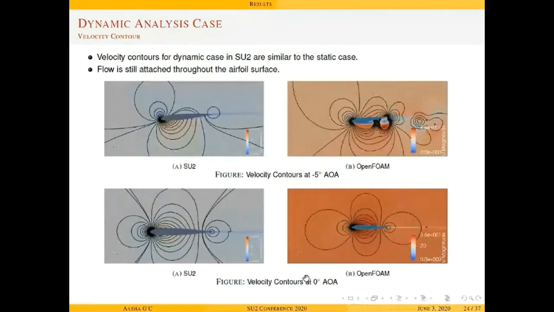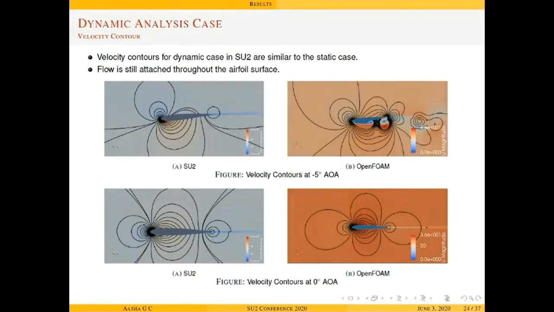Dynamic analysis was done for pitching cycles for angles varying from -9 to +9 degrees over a course of 5 complete cycles. The results presented in the further slides have been derived from the 5th complete cycle. Velocity and pressure contours as well as streamlines have been plotted for angles, namely -5, 0, +5 and +9.